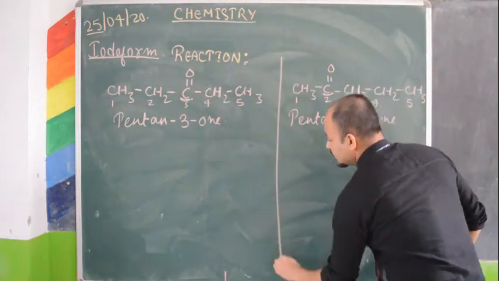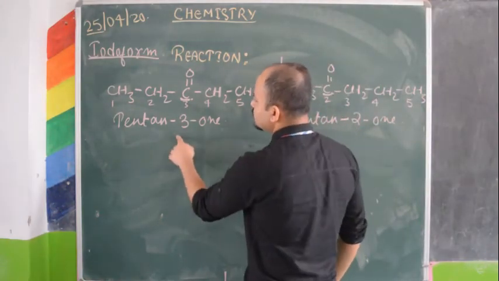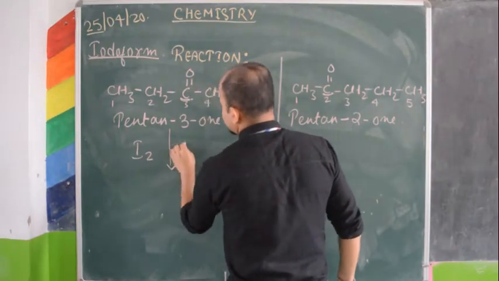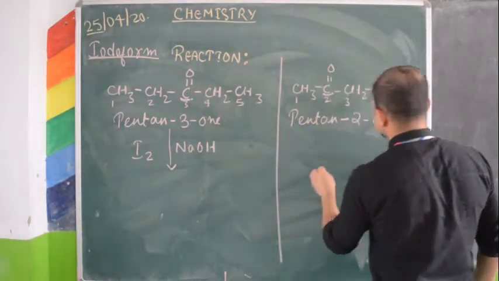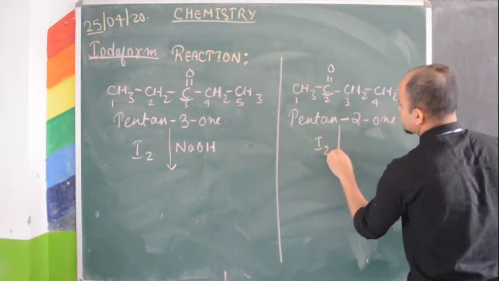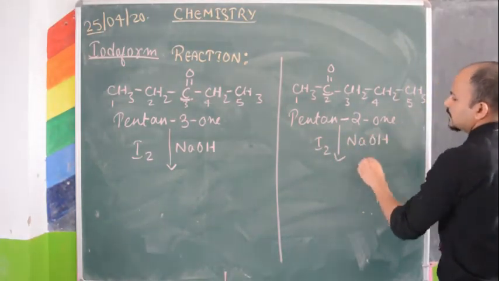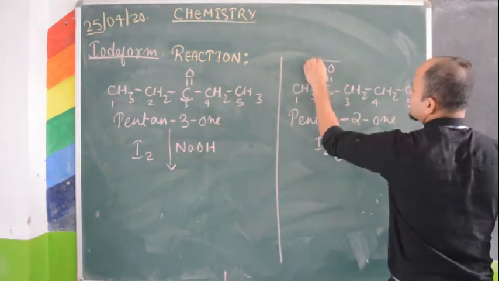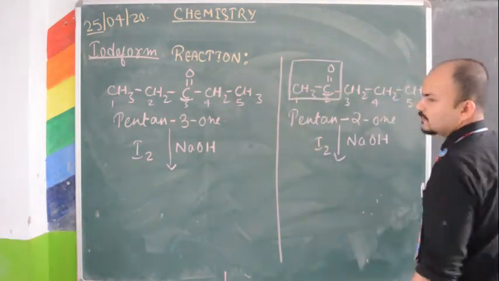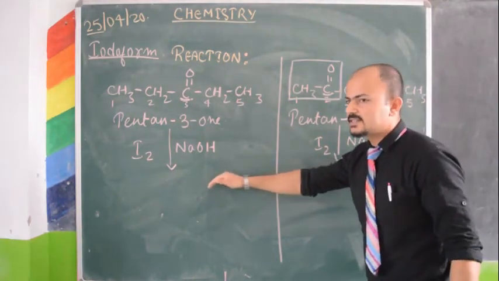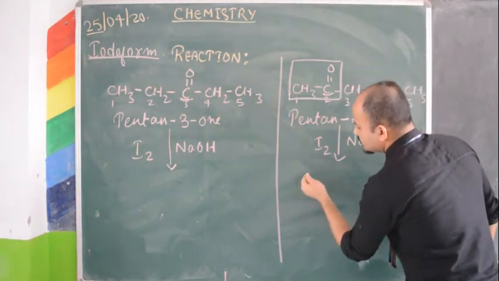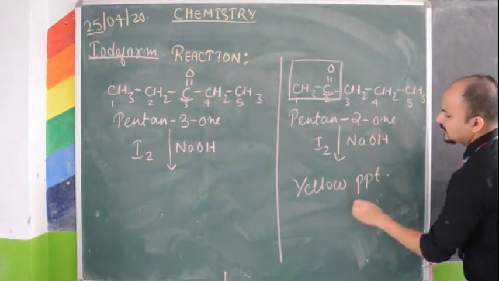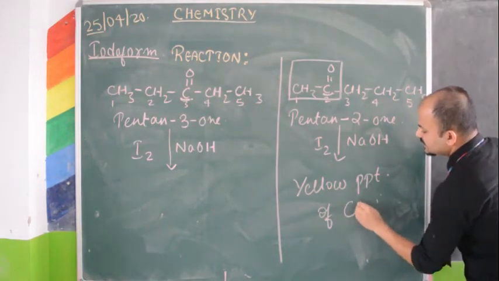Now whenever these two compounds are separately treated with iodine and NaOH, here also it is treated with iodine and NaOH. Now here, since you have a CH3 C double bond O group, this part, it gives you the haloform reaction that we have just discussed. Therefore, here it gives you a yellow precipitate of CHI3.